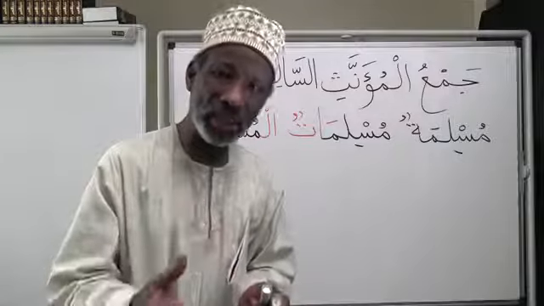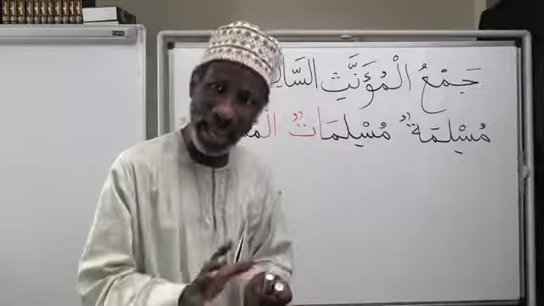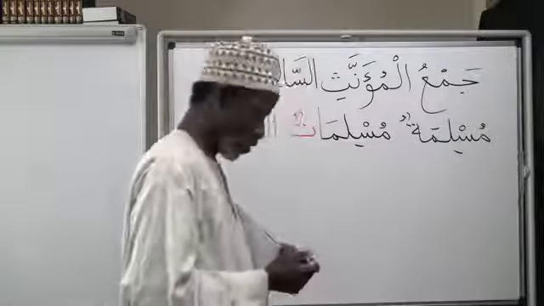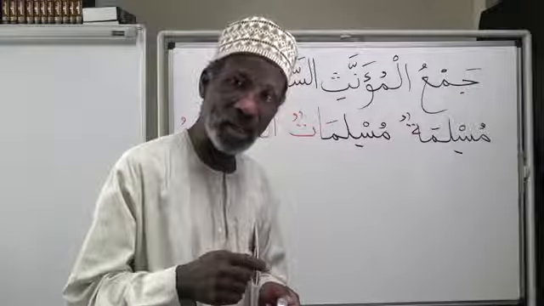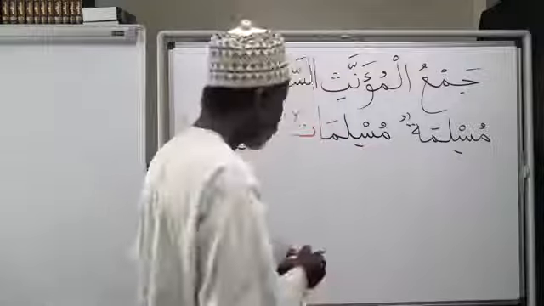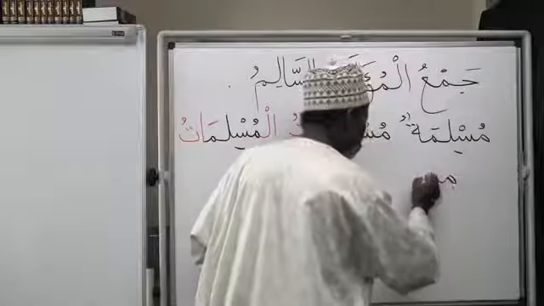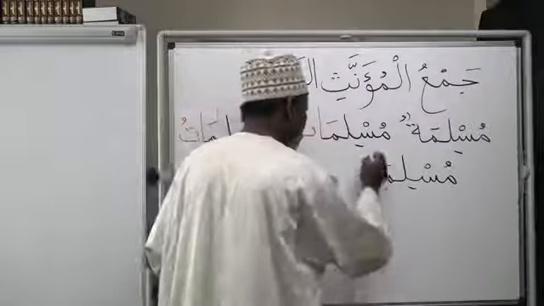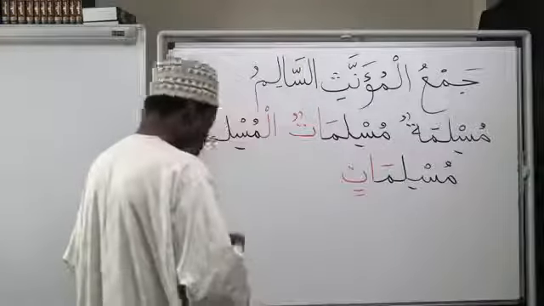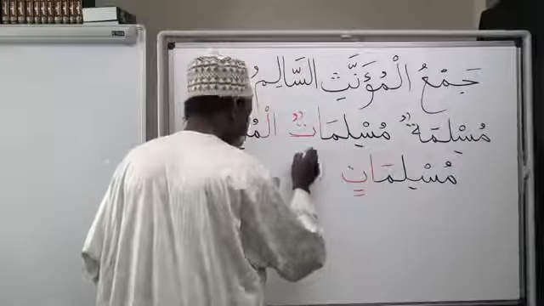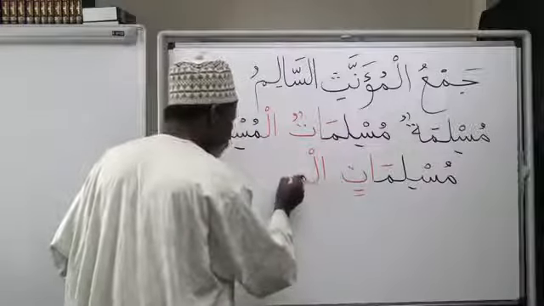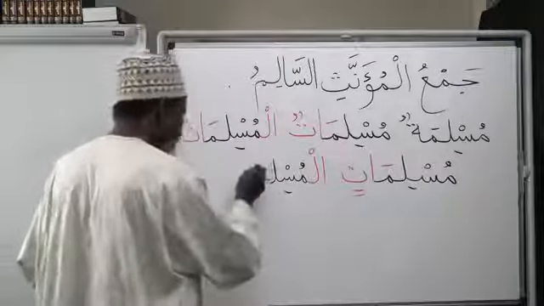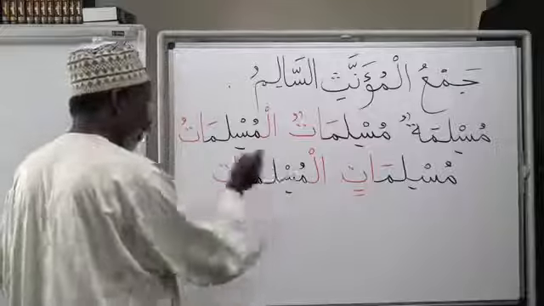When it is in accusative or genitive position, I keep saying we will learn about that later, so no panic is allowed. Don't panic. So that will be muslimatin or al-muslimati. Again, let's write that. Muslimatin or al-muslimati, when it is defined.